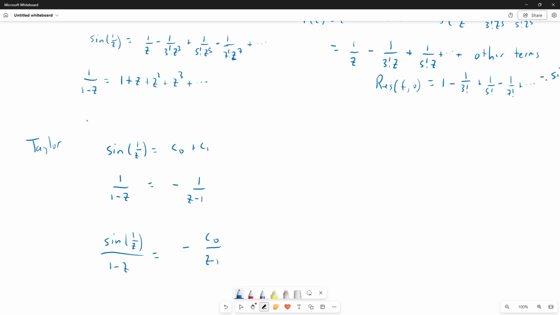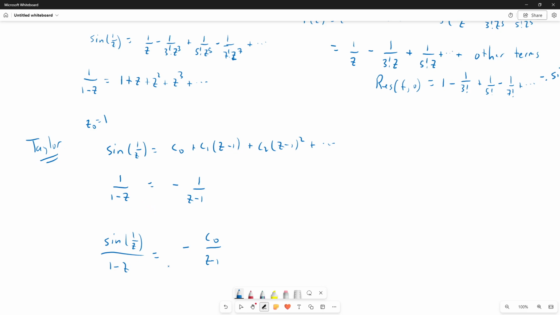We're talking about the residue at z0 equals 1. So a Taylor series for this function centered at 1 will look like c0 plus c1 times z minus 1 plus c2 times z minus 1 squared, etc. Not Maclaurin at all, but Taylor, centered at 1. So sine of 1 over z is analytic at 1. So it has a Taylor series expansion at z equals 1. And it'll look like this.